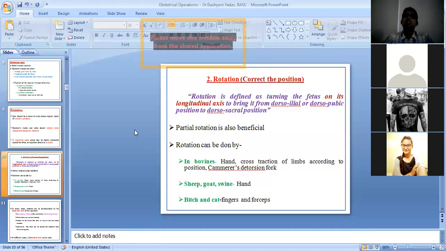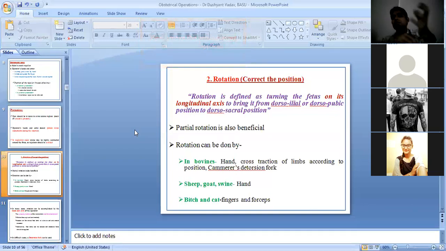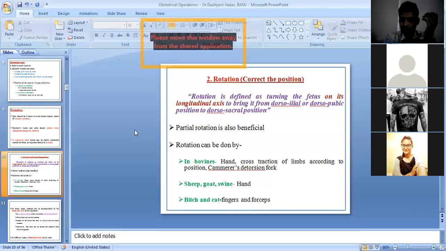Next will be rotation. Correct the position. What is rotation? Rotation means you just rotate the fetus. We know that inside the mother's uterus, the positioning of the fetus is very specific. So if there is malpositioning of the fetus, it should be corrected. Otherwise, relieving the dystocia is not possible.